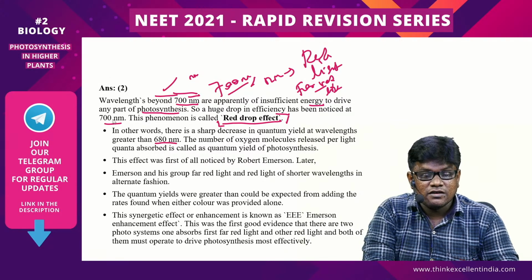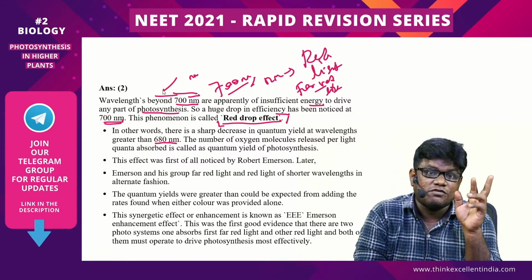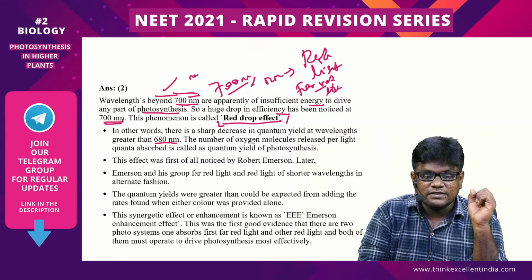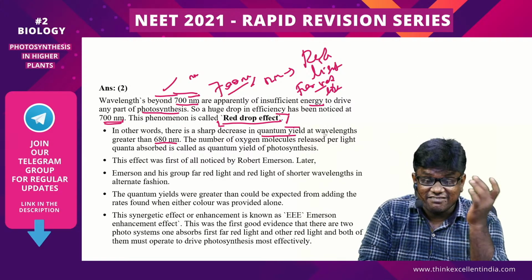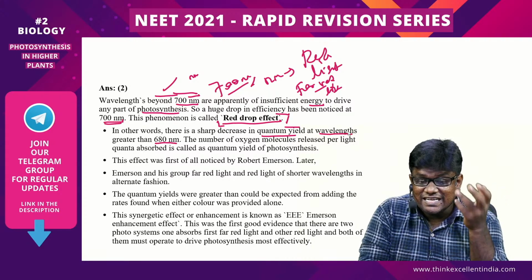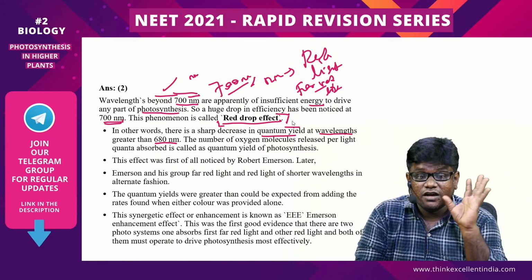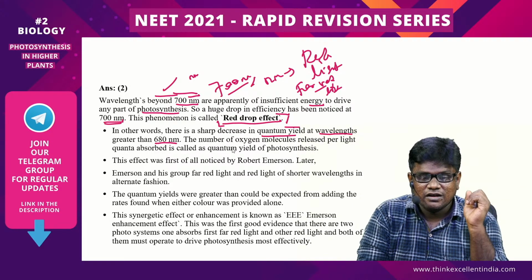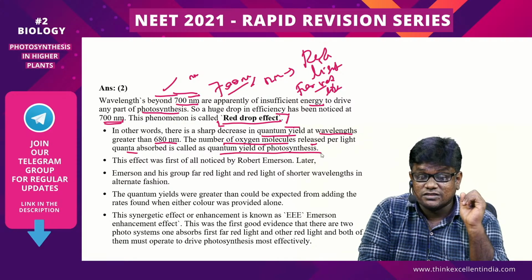680 nanometer and 700 nanometers are two different types of photosystems, photosystem 1 and photosystem 2. And here you can see the decrease in quantum yield. Quantum yield is important because the wavelength of the sunlight is important for the light to be trapped and converted into chemical energy. That is the important thing you have to remember. Quantum yield of photosynthesis is the number of oxygen molecules released per light quanta absorbed.